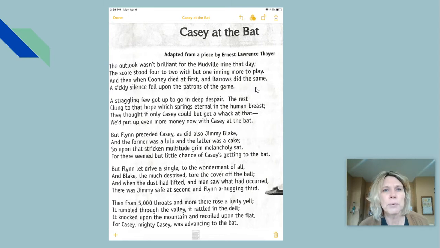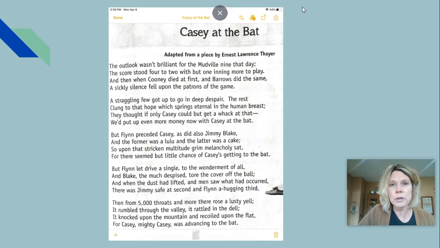The outlook wasn't brilliant for the Mudville Nine that day. The score stood 4-2, with but one inning more to play. And when Cooney died at first and Barrows did the same, a sickly silence fell upon the patrons of the game.